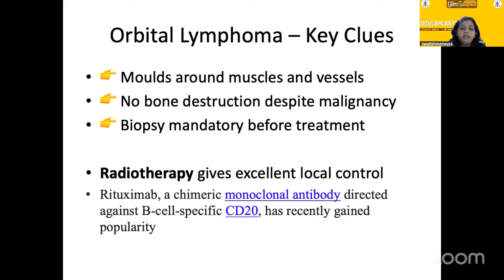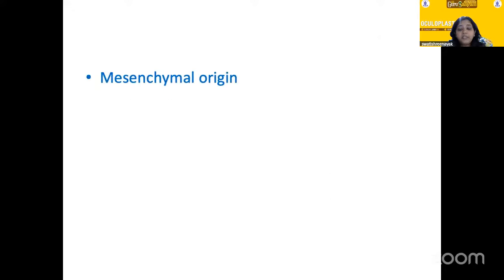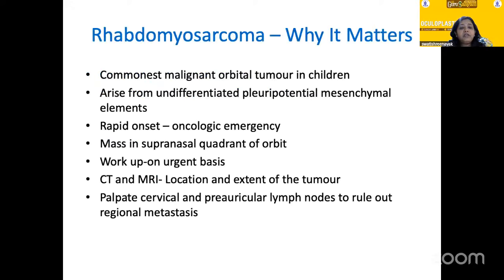Biopsy is mandatory before treatment. Radiotherapy gives excellent control. A newer advance is rituximab, which is being tried against the B-cell specific CD20. This has recently gained popularity. Now, considering tumors of mesenchymal origin, we have rhabdomyosarcoma, and why it matters most.